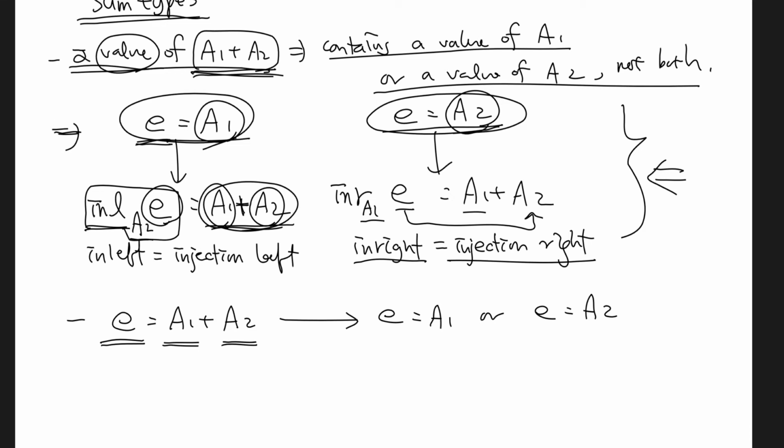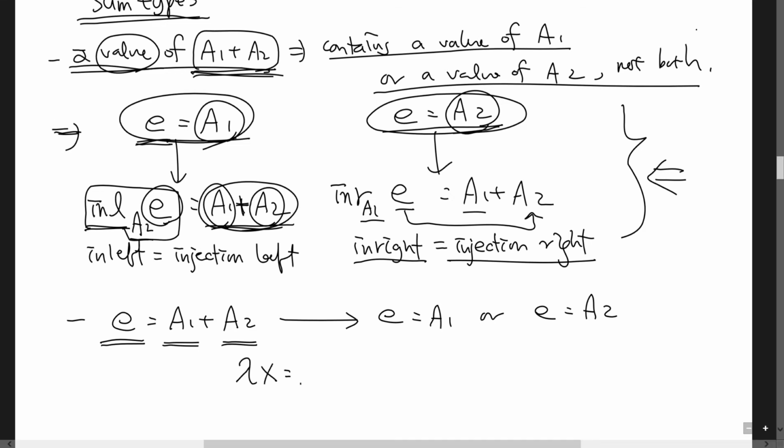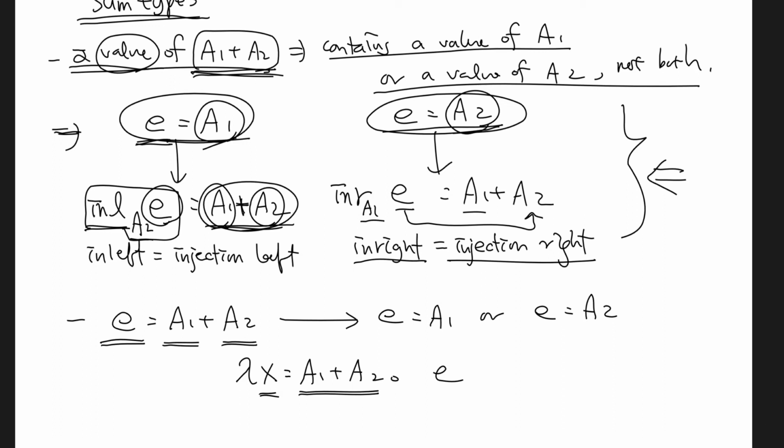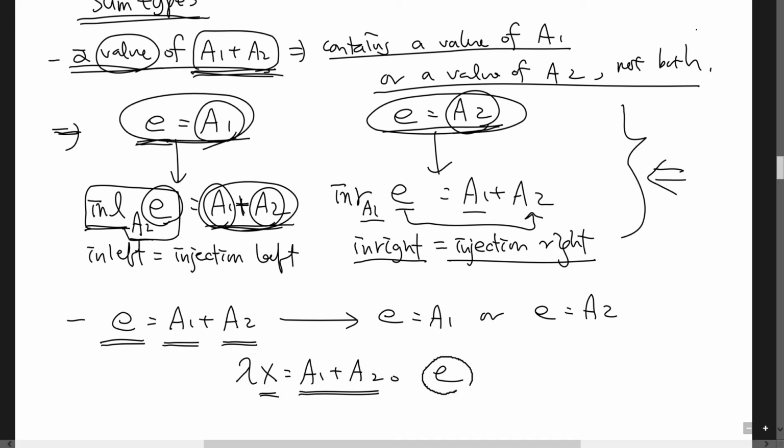In general, it's unknown. For instance, suppose that we have this lambda abstraction. In this lambda abstraction, this variable x has type A1 plus A2. And because we don't have a concrete argument yet, inside the expression E, there's no way to tell which of types A1 and A2 has been used when we created the value for this variable x.